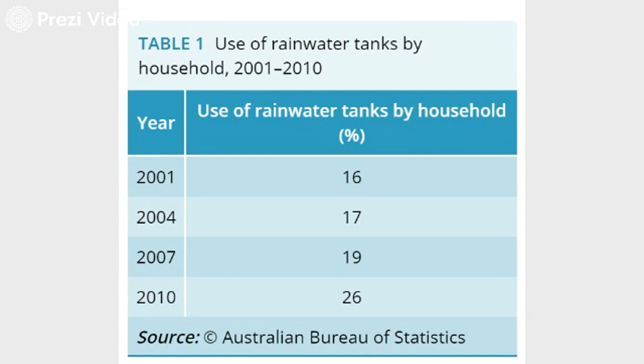So the data that I'm going to be talking about today is the use of rainwater tanks by household from 2001 to 2010. Now you can see this data presents us with 4 data points. The data that was collected in 2001, data from 2004, data from 2007, and data from 2010. So let's continue.